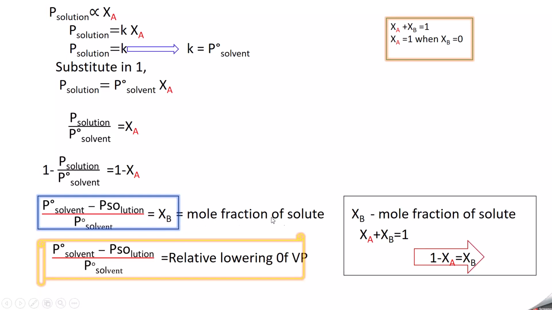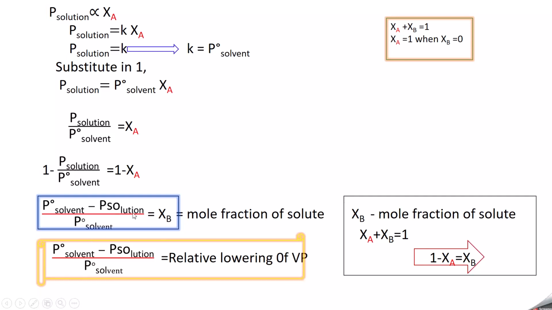That is nothing but the mole fraction of the solute. So P0 of solvent minus P of solution divided by P0 of solvent is equal to the relative lowering of vapor pressure, because P0 of solvent minus P solution is the lowering of vapor pressure. This lowering of vapor pressure we are relating to the vapor pressure of the pure solvent. Therefore it is called the relative lowering of vapor pressure.